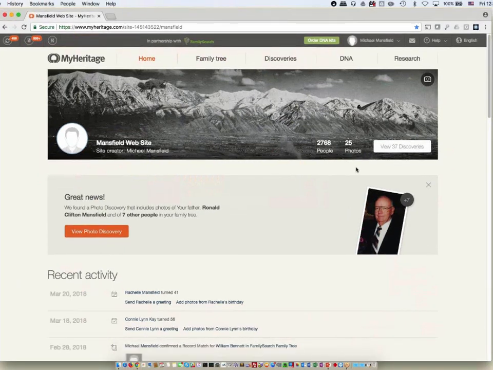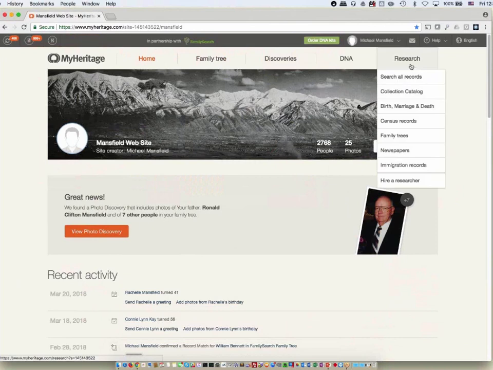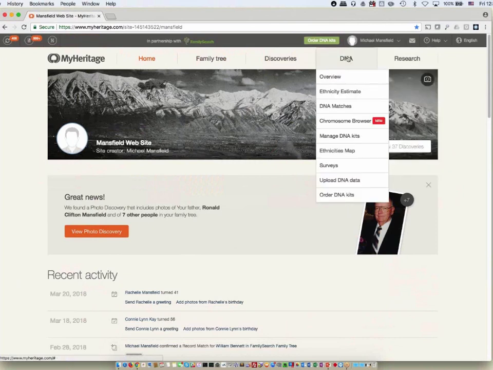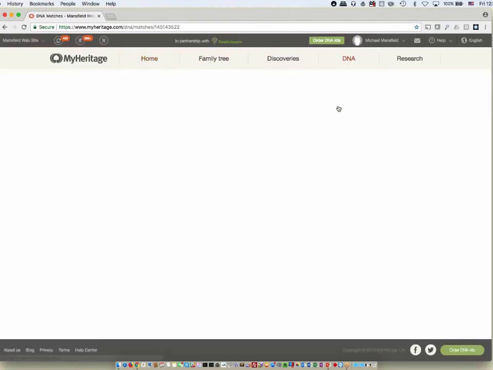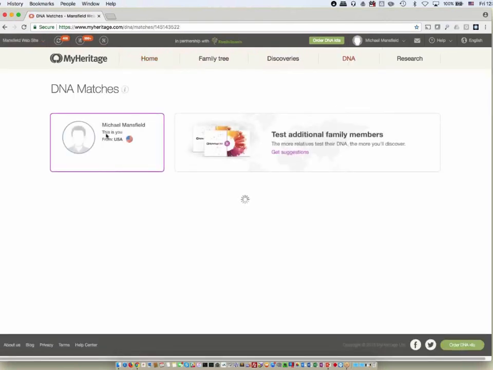So here's MyHeritage. This is my portal or home screen. I'm going to go to DNA, and this is where I can see my ethnicity estimate. I won't spend much time on that now, and I can look at DNA matches. I also want to show you a few things about our chromosome browser. So let's go to DNA matches. So here's me. It's going to give me a brief summary of my ethnicity estimate that I had shown you earlier in the talk.